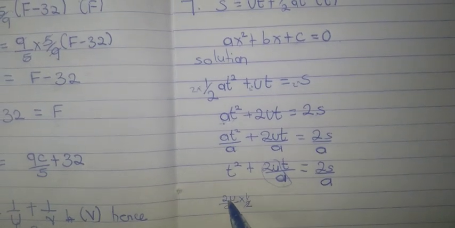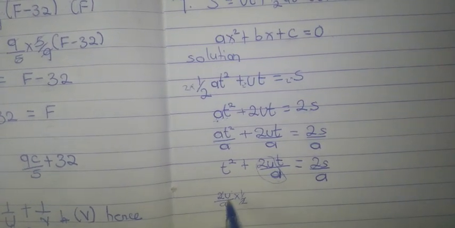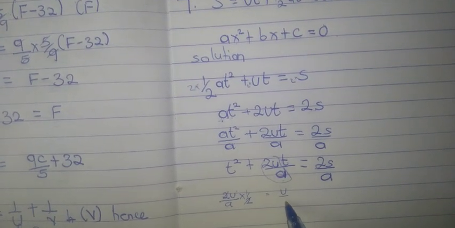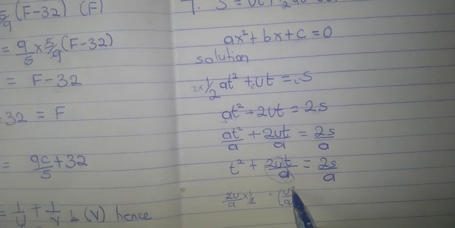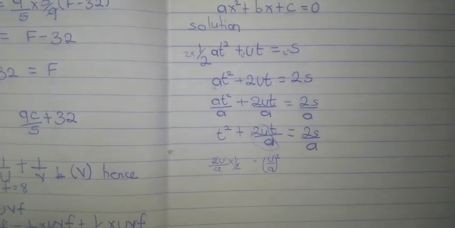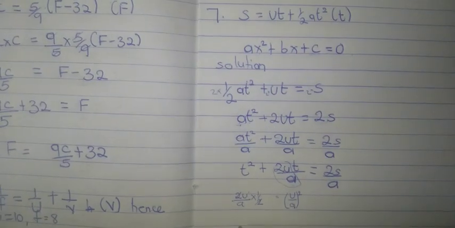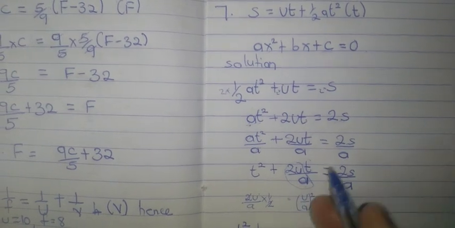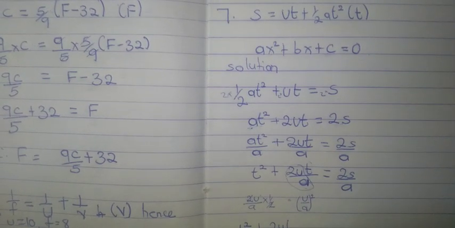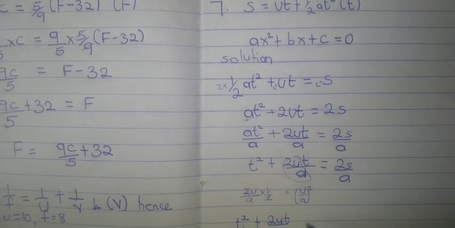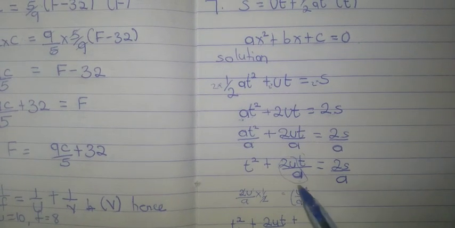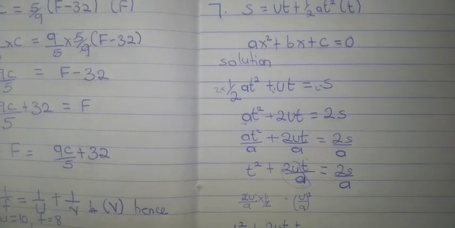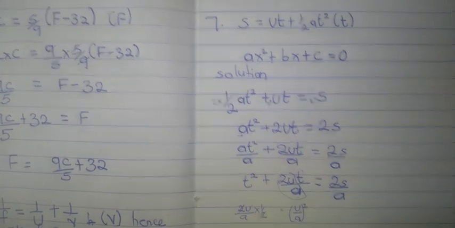So when I multiply by a half, the 2 and 2 go. I remain with u over a. Remember, the answer we get, we square it. And after squaring it, we shall add it on both sides. So this is what we call completing the square. So t squared plus, maintaining the way it is, 2ut over a, then plus the answer we got. You remember the coefficient here is multiplied by a half. The answer we get, we square it, then we add it on both sides.